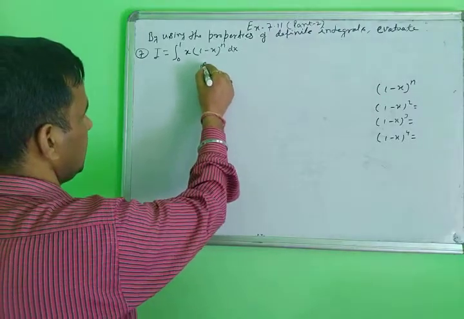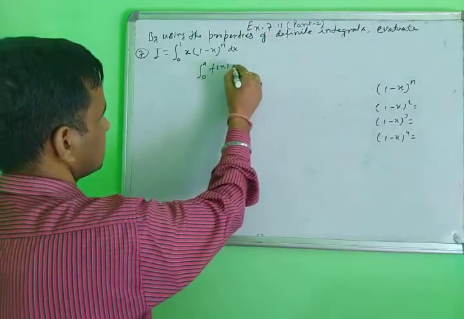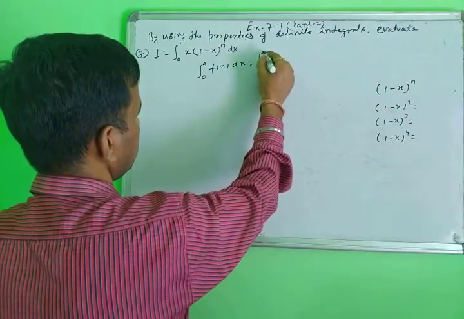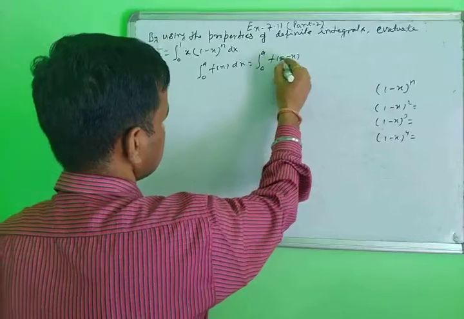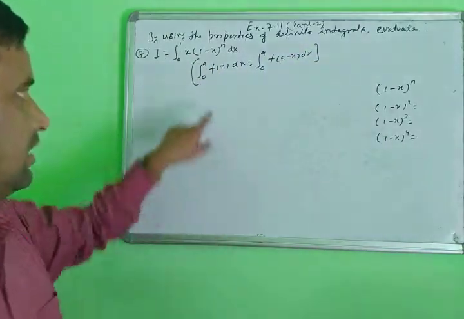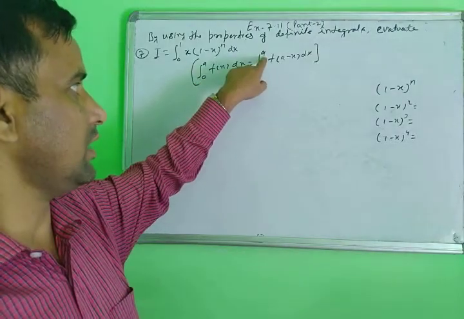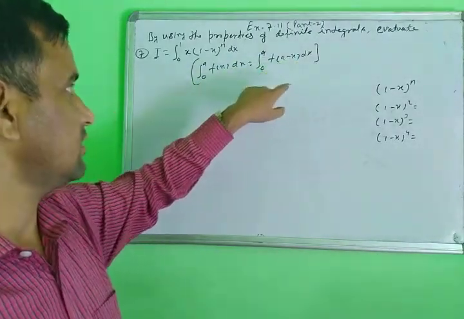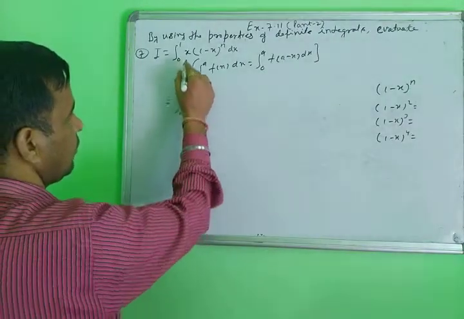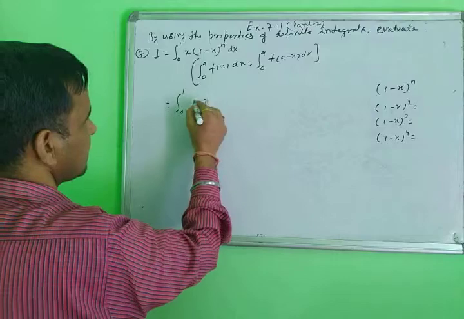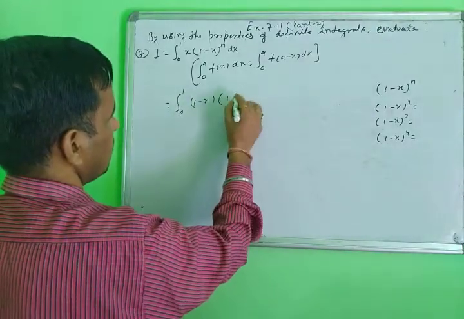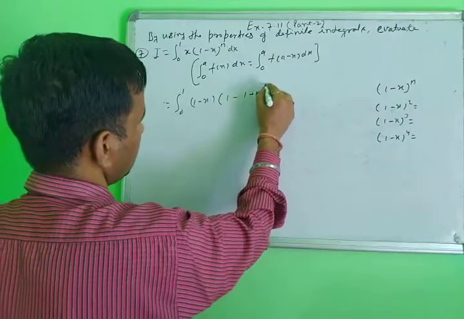The integral from 0 to a of f(x) dx equals the integral from 0 to a of f(a minus x) dx. Using this property, what result comes here? From 0 to a, where is the x? 1 minus x, and here 1 minus (1 minus x), whole power n.